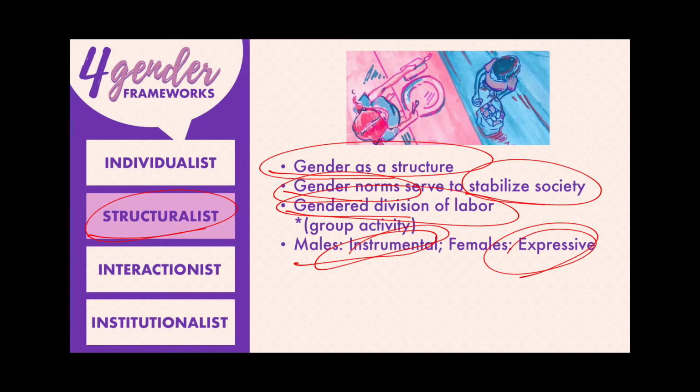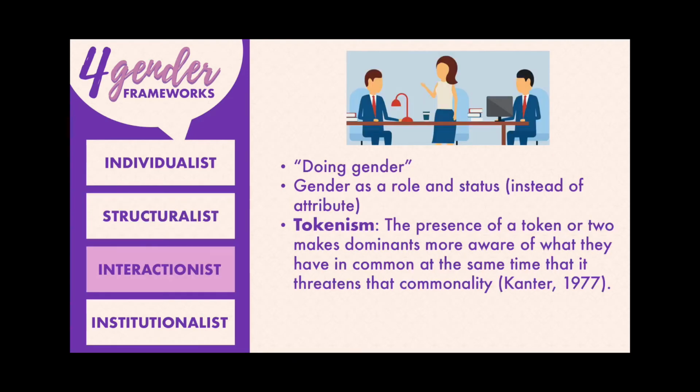So, that is structuralist. The third gender framework is the Interactionist Framework. This views gender as something that we do, instead of something that is inherent or essential, or part of the structure. It argues that we only have gender as a structure in society because we perform gender. Okay? So interactionists are very much interested in looking at how we do gender.